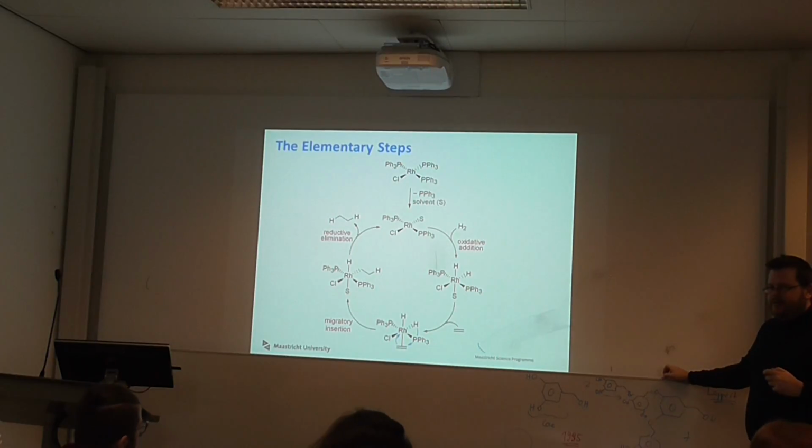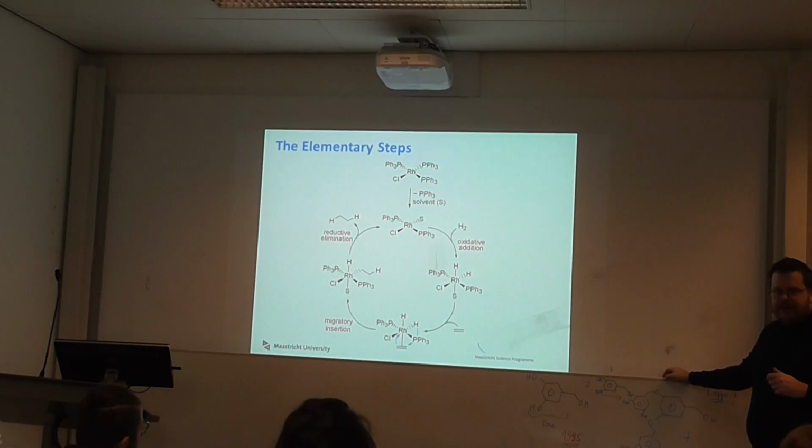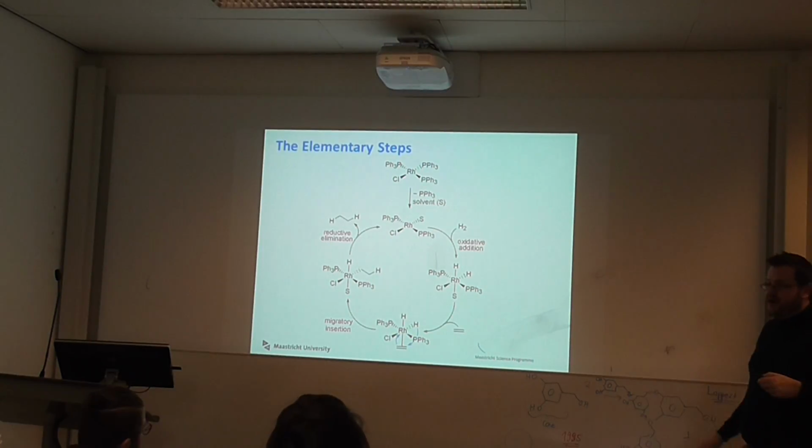What else was there? Sigma bond metathesis. Yes, I just mentioned that. Beta hydride elimination, yes. If you have an alkyl undergoing a beta hydride elimination, you get an alkene hydride. That is a key elimination step in which process? Hydrogenation. Yes, and also polymerization.